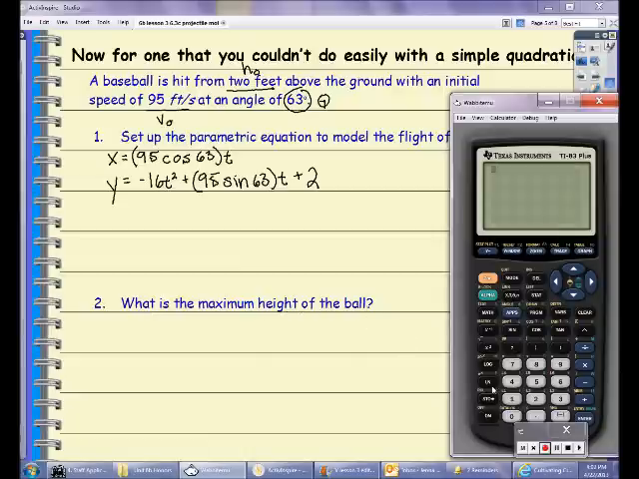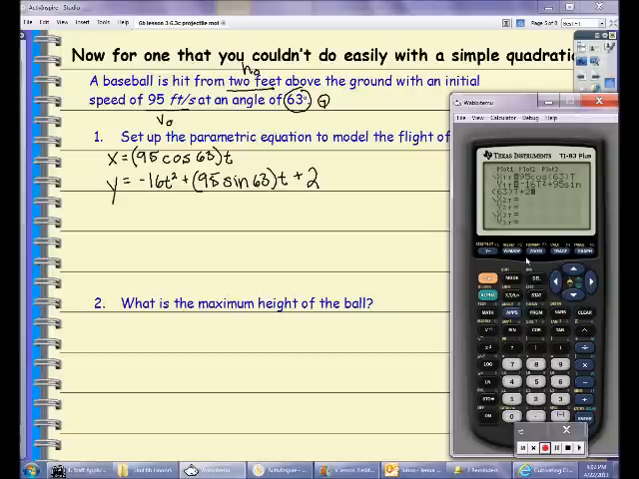Now, turn to your handy-dandy calculator so that we can figure out the maximum height of the ball. We're going to start by checking that we are in the correct mode, degree mode, parametric mode. And once you are there, you can go to y equals and enter your two equations. 95 times the cosine of 63, end parentheses, times t. And for my y1, negative 16 t squared plus 95 sine of 63, end parentheses, t, plus 2.